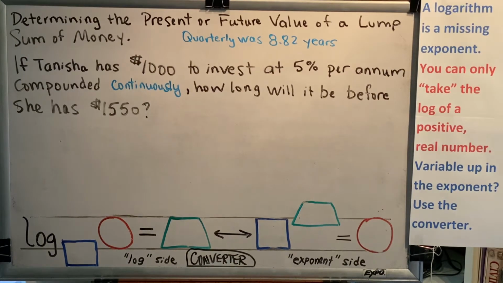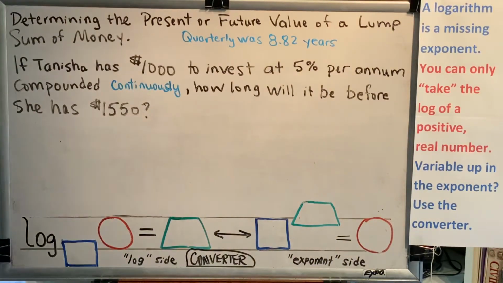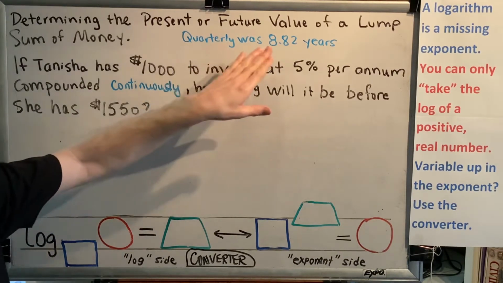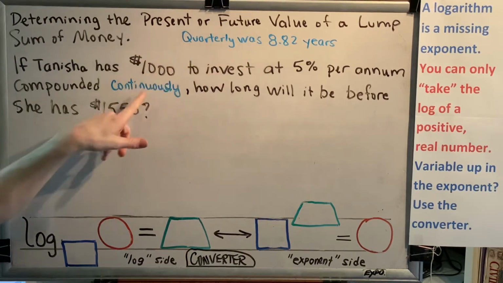The topic of this video is determining the present or future value of a lump sum of money. This is a continuation of the previous video. In our previous video, we solved a problem where Tanisha was investing $1,000 in an account that was compounded quarterly. We found that it was going to take 8.82 years for her to turn her $1,000 into $1,550. But the second part of that problem asked, what if we changed it from quarterly to continuously?